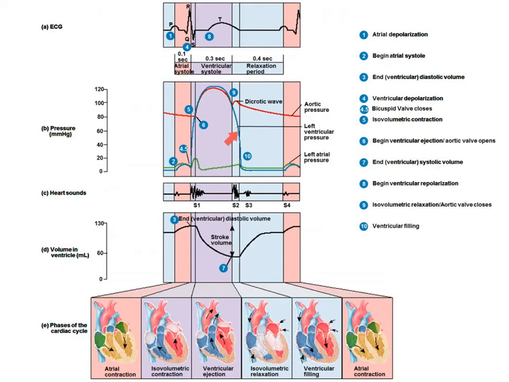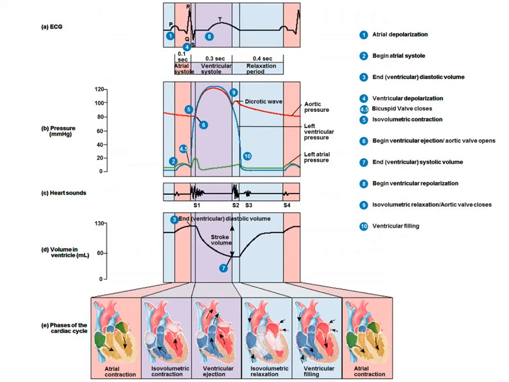So the pressure falls. And when the pressure in the ventricle falls below that of the atrium, which is in green, what happens? The mitral valve reopens because the pressure in the atria is greater than the pressure in the ventricle. So when that occurs, the volume is going to start to rise until we get to the next P wave and we start it all over again. So we're going to go over this again probably in class, but those are all the things that are occurring all at the same time in the left part of the heart.